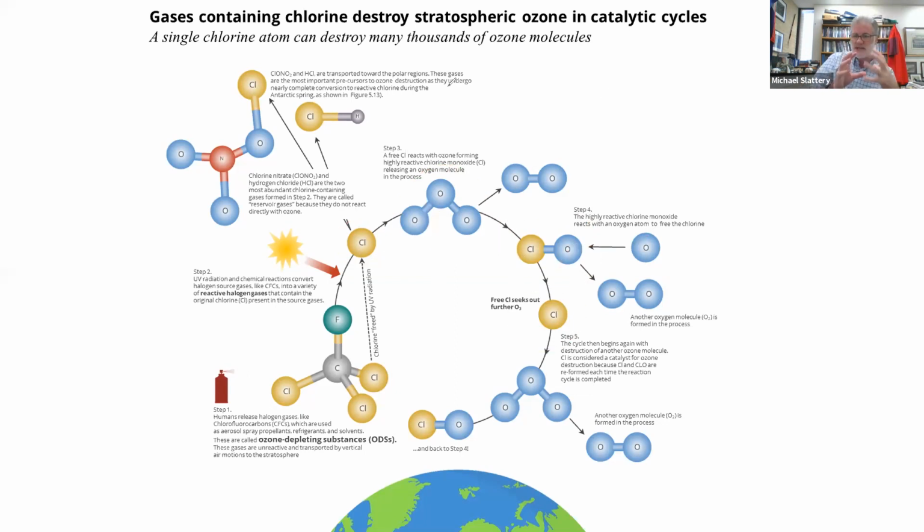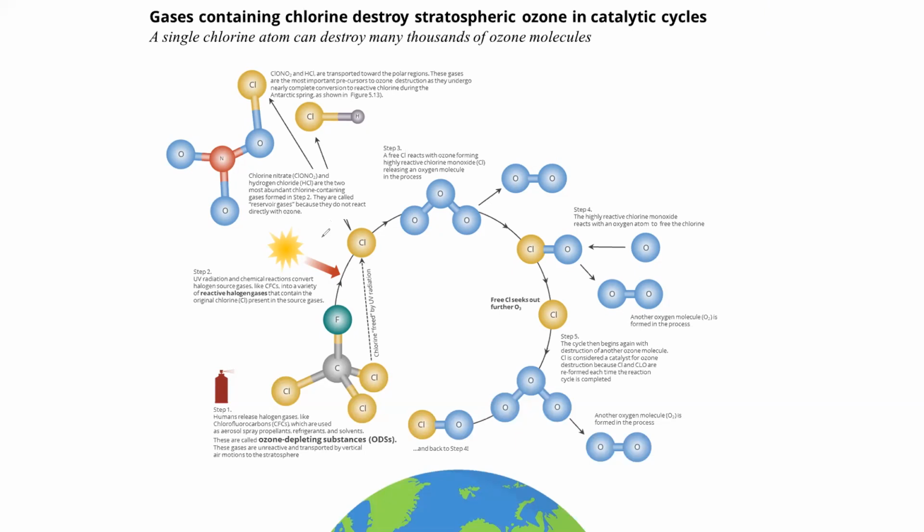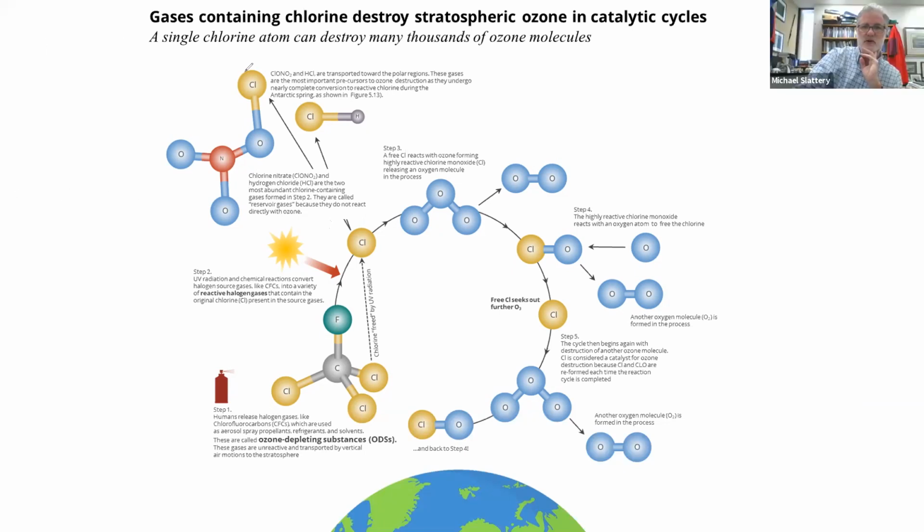So at this early stage, the breakdown of the CFC and the freeing up of the chlorine starts destroying ozone, but it's at an extremely low background level because most of that chlorine ends up in these reservoir gases and gets transported to the poles, right? Any questions? Any issues? All good?